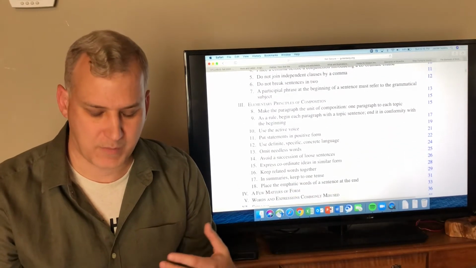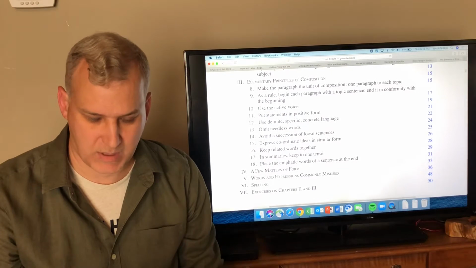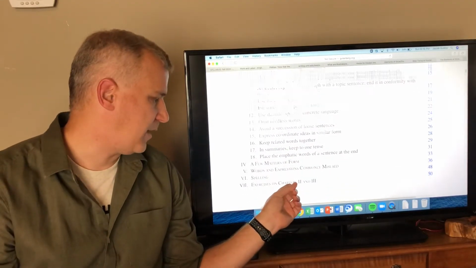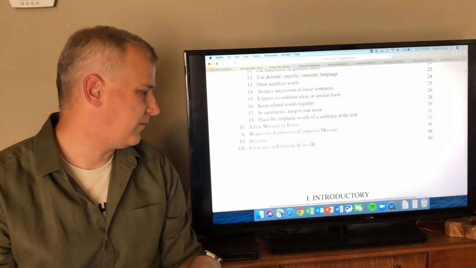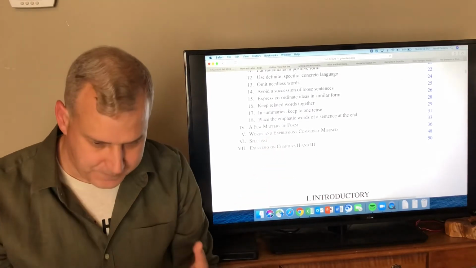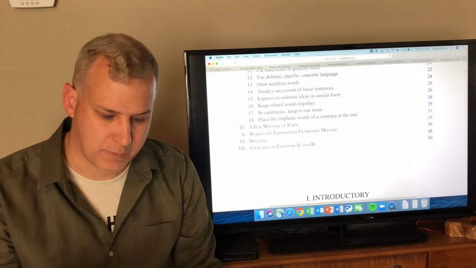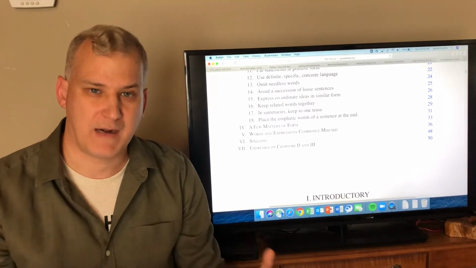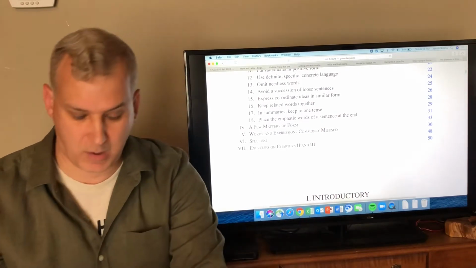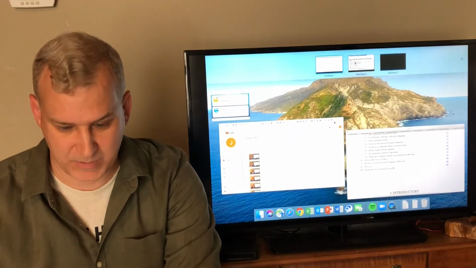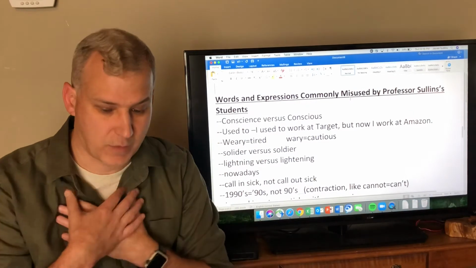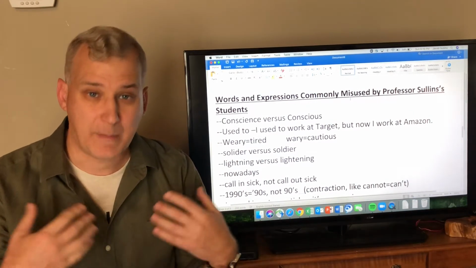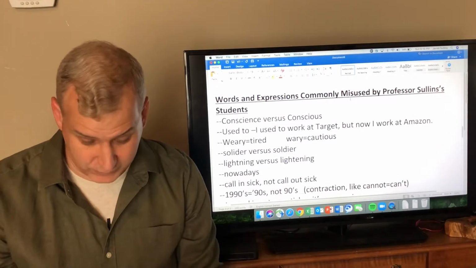But one of the chapters of Strunk and White's Elements of Style is words and expressions commonly misused. You can see it's chapter 5 in this edition. I'm not going to go through their words and expressions commonly misused. However, I've got a list of 10 that I see commonly misused, that I called words and expressions commonly misused by Professor Sullins' students. And I'm going to go through those and explain the difference to them.